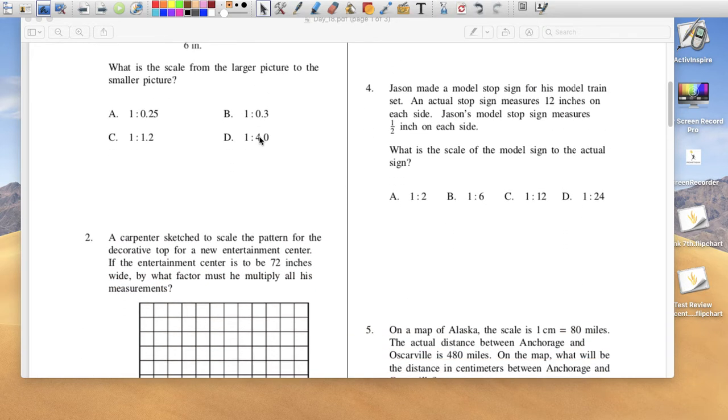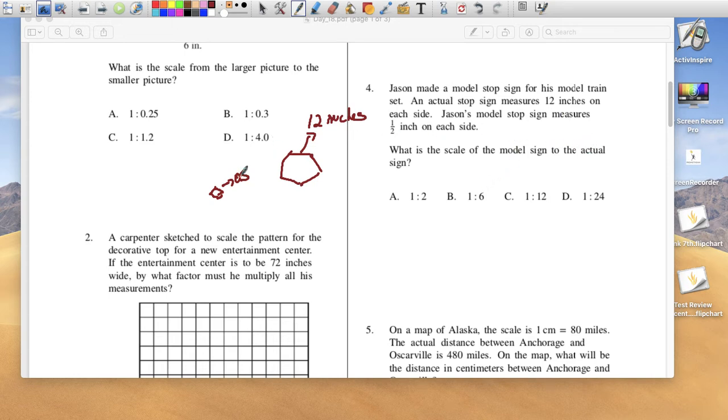Number 4, Jason made a model sign for his model train set. Model stop sign. The actual sign measures 12 inches on each side. Does that look like a stop sign? So each side here measured 12 inches. And here's his model stop sign. The real one is 12 inches, and the one that he made, which is very tiny, measures 0.5. What is the scale of the model sign to the actual sign?